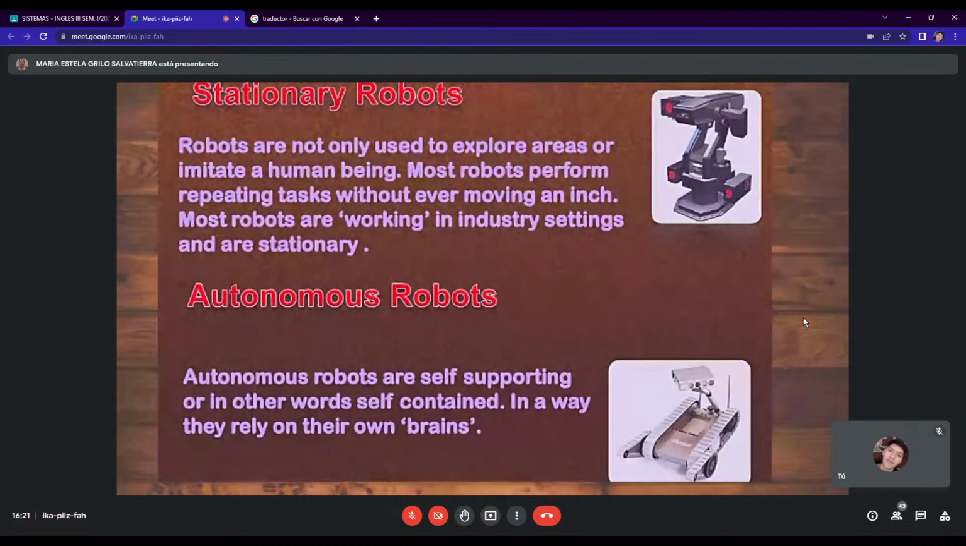And these robots, they are going to perform a task without moving from the place that they are. Yeah? They are not going to move even an inch.